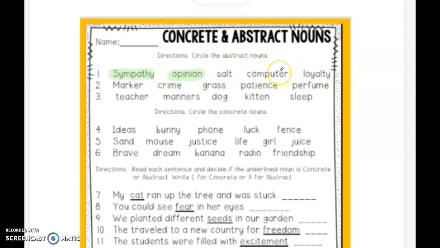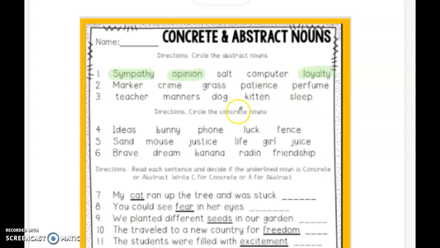A computer. Can you look at a computer? Can you touch it? Yes, so that is not an abstract noun. What about loyalty? Is that something I can taste, touch, feel, or look at? No, so that is an abstract noun. What about a mark? Oh, sorry, we're going to skip to line 2. You're going to do that on your own.